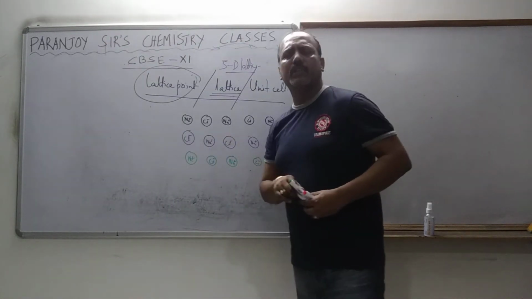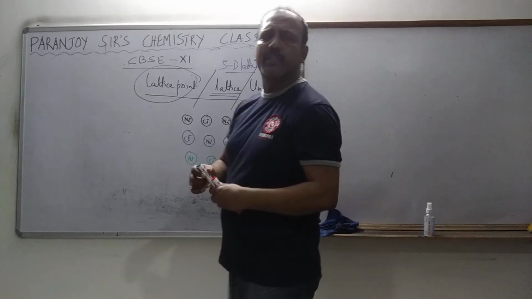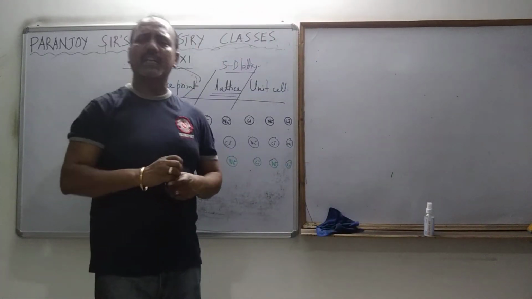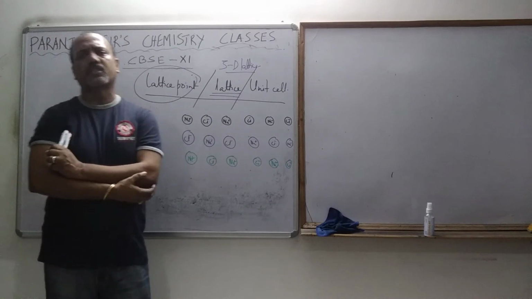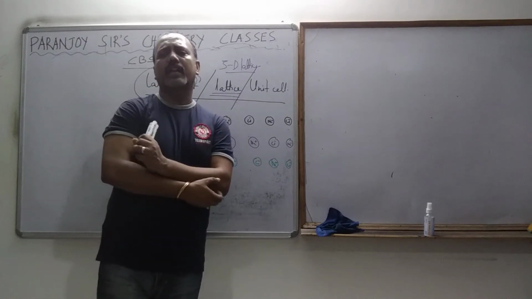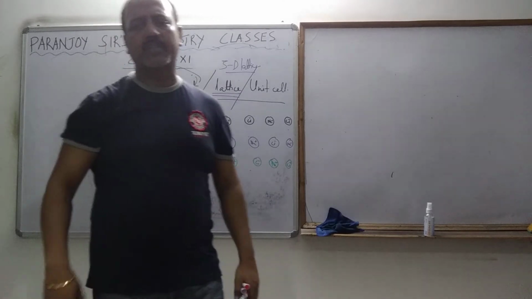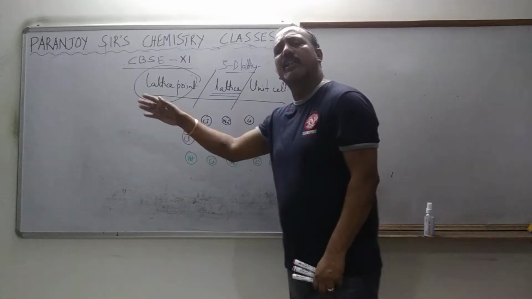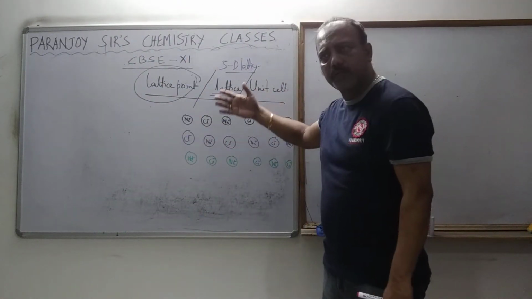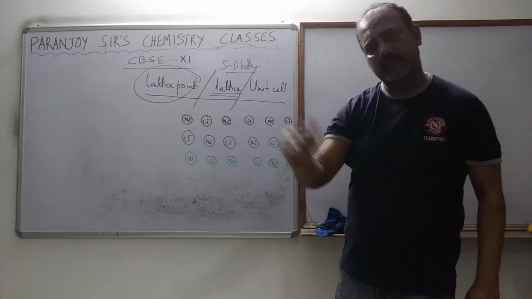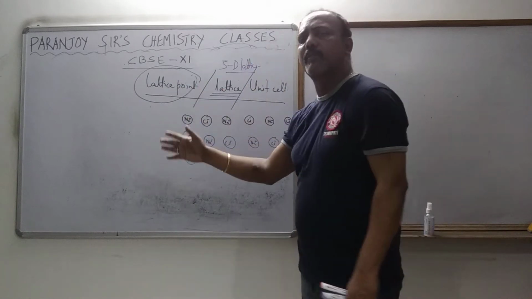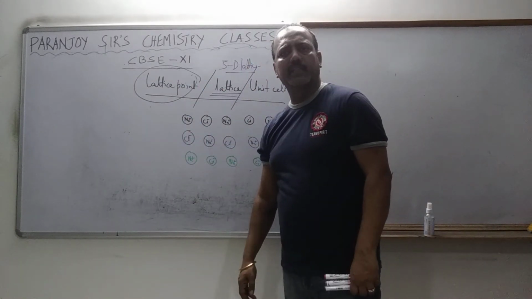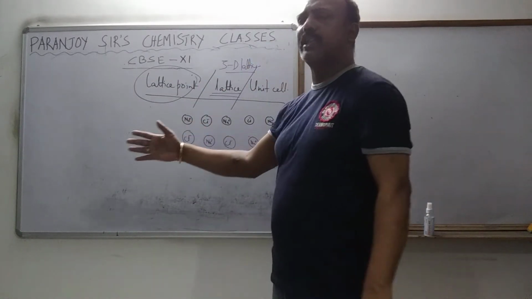What is a lattice point? It's the constituent particles present in the solid, right? And how are they arranged? Obviously they are arranged in three dimensions. To make you understand, I am telling first one dimension, then two dimension, and then three dimension. Actually they are present in three dimensions. Now you must visualize the three dimensional thing. Is it clear? So three dimensionally they are arranged.